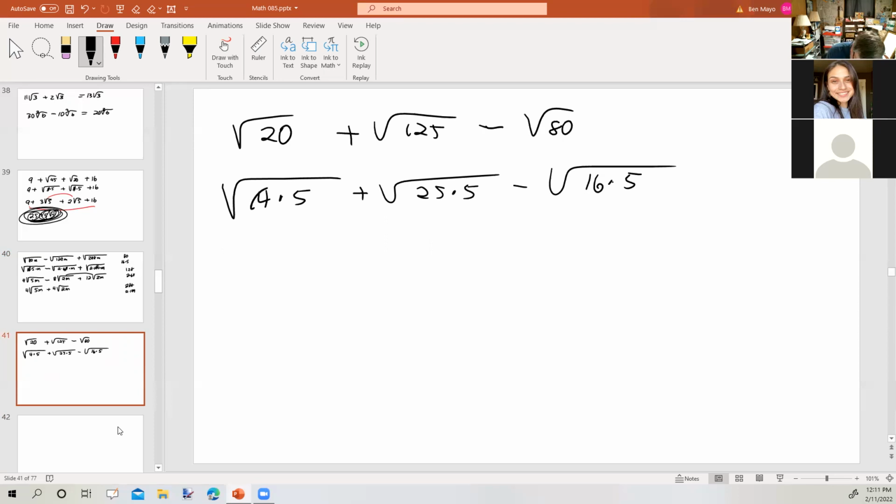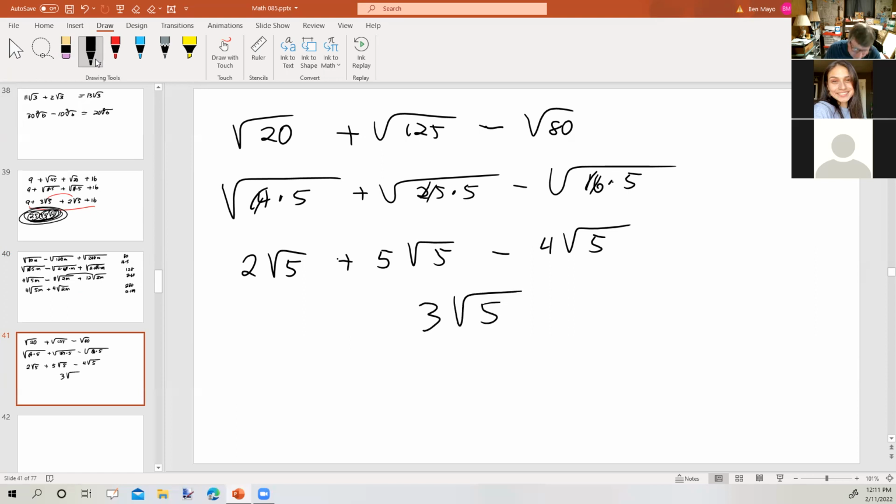All right. Square root of 4 is 2. Let's slow down. Square root of 25 is 5. Square root of 16 is 4. These are all like terms, aren't they? Like radicals. 2 of something plus 5 of something is 7 of something, minus 4 of something is 3 of something, the something being the square root of 5. And there you have it. And Bob's your uncle.